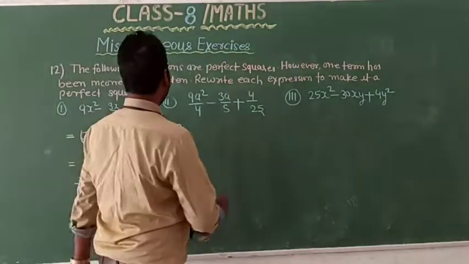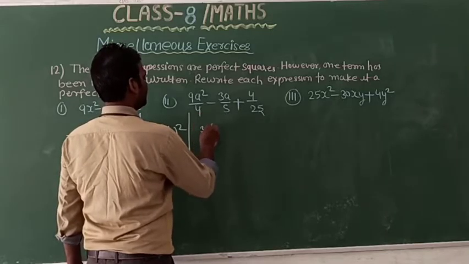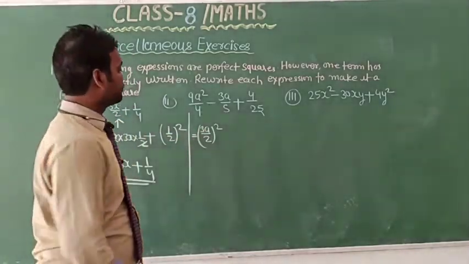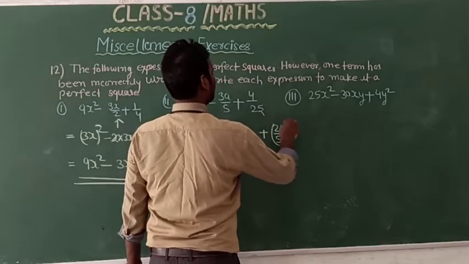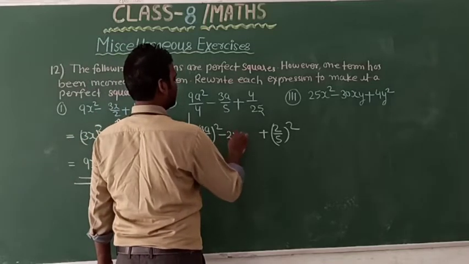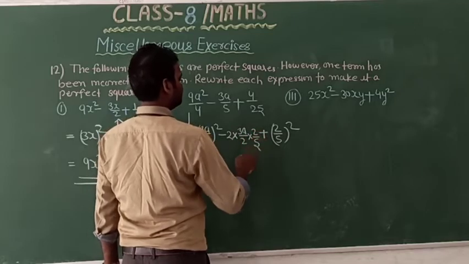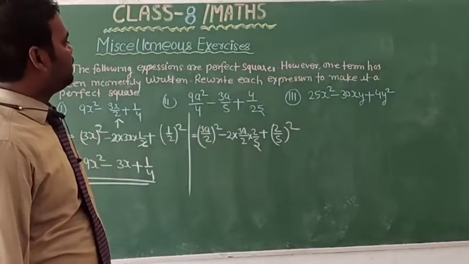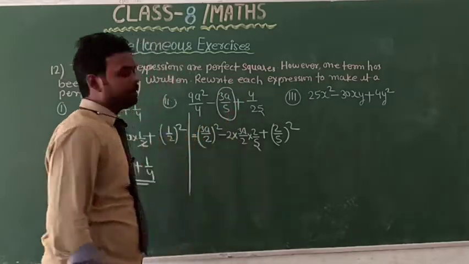Now move to the second part. This is 9a²/4. So written as (3a/2)² minus, and this is plus (2/5)², into the product of 2 into 3a/2 into 2/5. So we can cancel out 2, 2, then 6/5. So again this term is incorrect, written 3a/5.